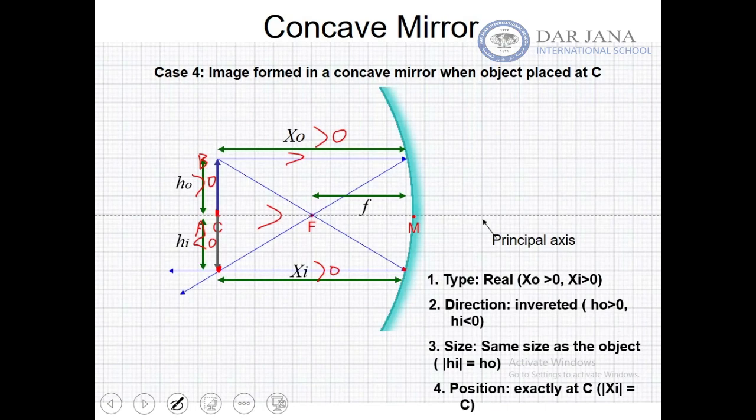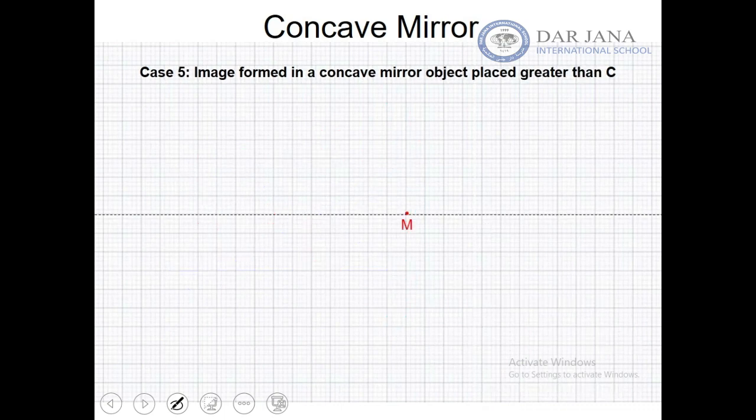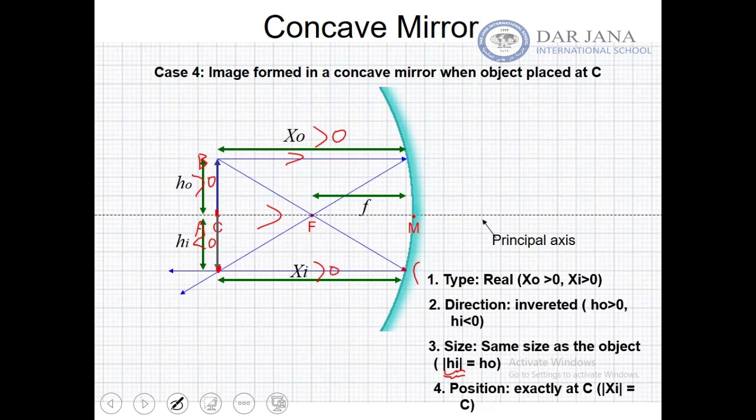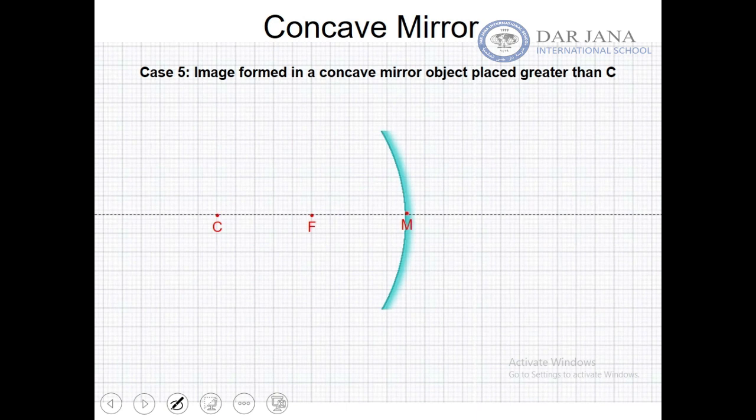So HI as an absolute value, if you want to compare the heights, we take in this case the same positive values. Number four, the position is exactly at point C, which is the center of curvature. So far so good. So these are the characteristics related to case number 4. Case number 5. Now we will place the object beyond C, this object A, B.